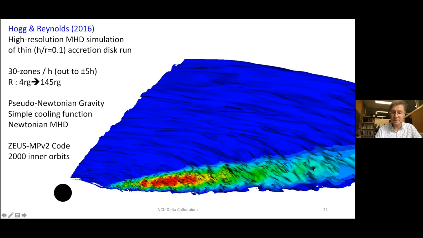We keep the disk thin. We need to have a simple cooling function applied to keep the disk thin, or else accretion would lead to heating of the disk, which would lead to the whole thing blowing up. And then we just have simple Newtonian MHD. So with such simple physics, what do we find?